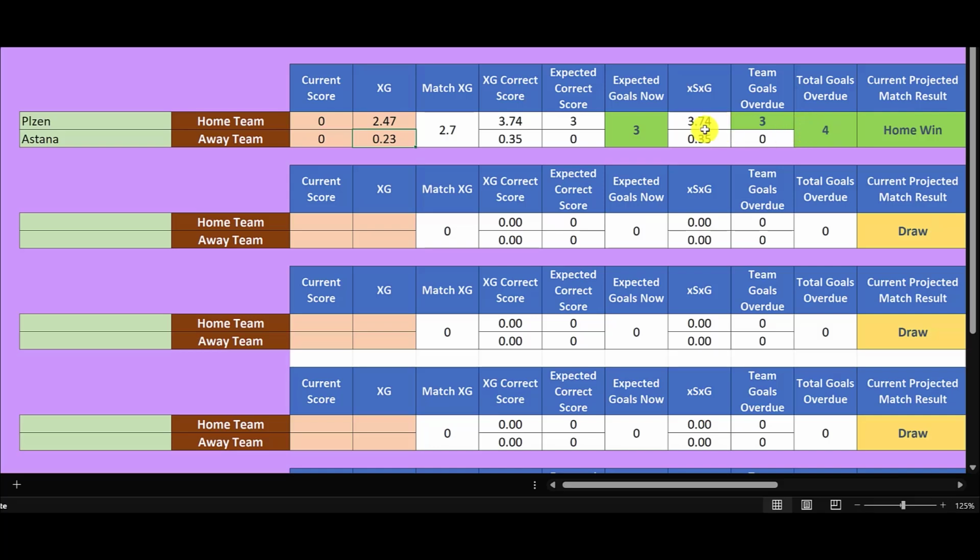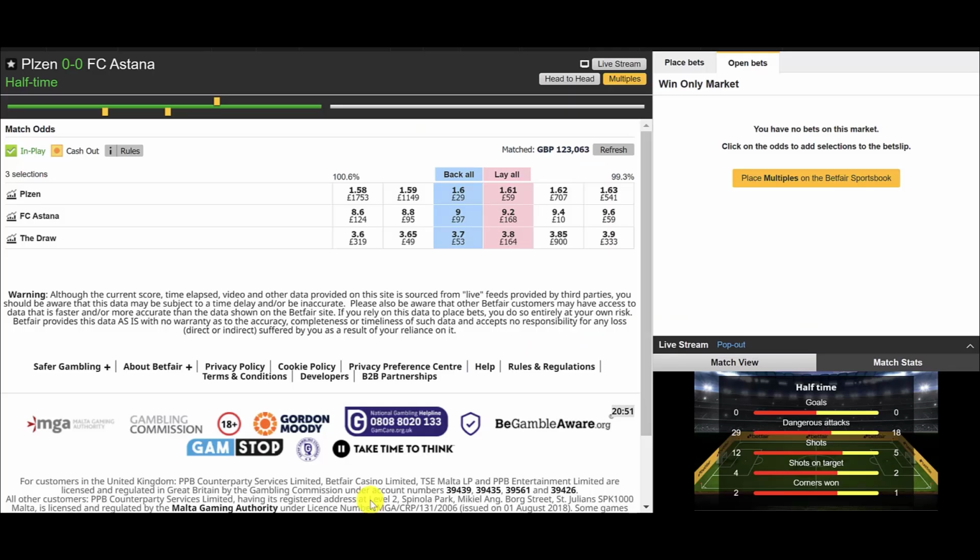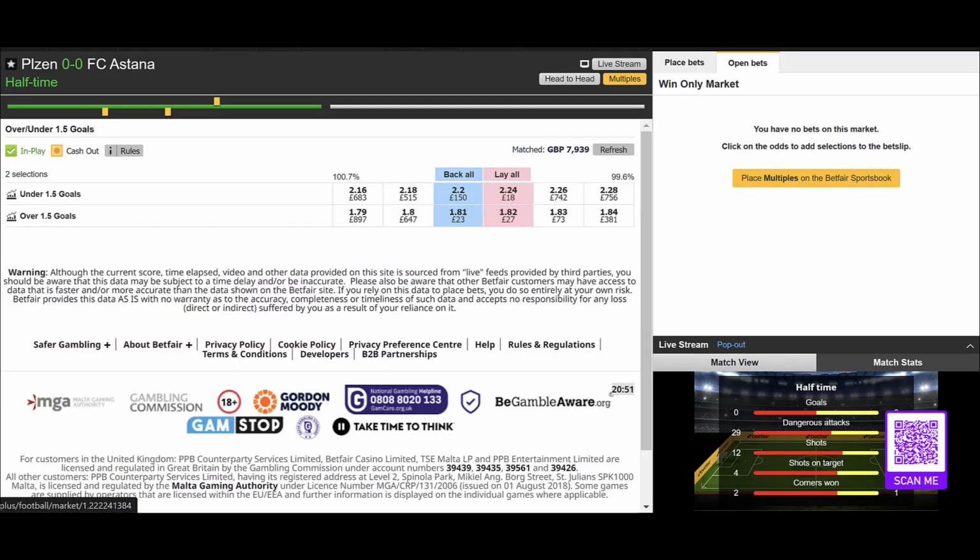Okay, so we've got 3 goals that have been expected already, but really it's probably swinging closer to 4. I know that can be a little bit confusing, but either way, we're looking like we should be getting involved in this one. And Pilsen, they're at 1.6 on the match odds market, so they are odds on. You might not want to take that price. We're going to get involved in the goal markets, okay? Total goals overdue was 4.